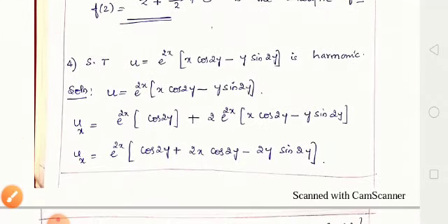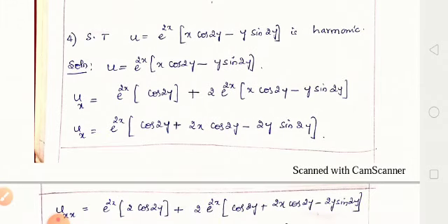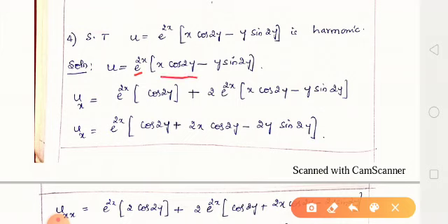Take one more problem. Show that u equals e power 2x into (x cos 2y minus y sin 2y) is harmonic. You observe here u is in the Cartesian form. So we need to show that u xx plus u yy equals 0. Start with u. Now differentiate u partially with respect to x, keeping y as constant. Here, if you observe, we have a product of two functions of x. So we have to apply the product rule, or UV rule.